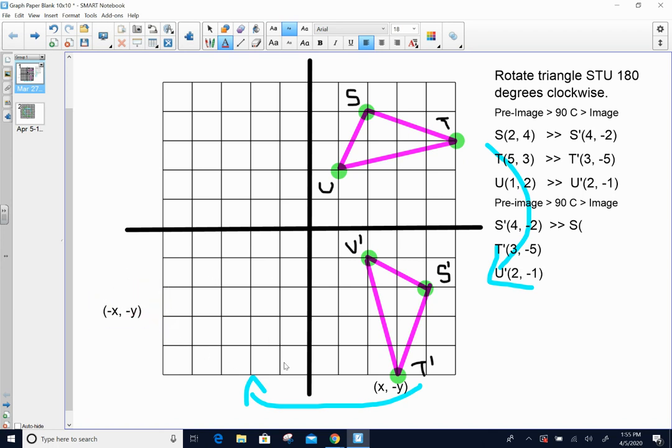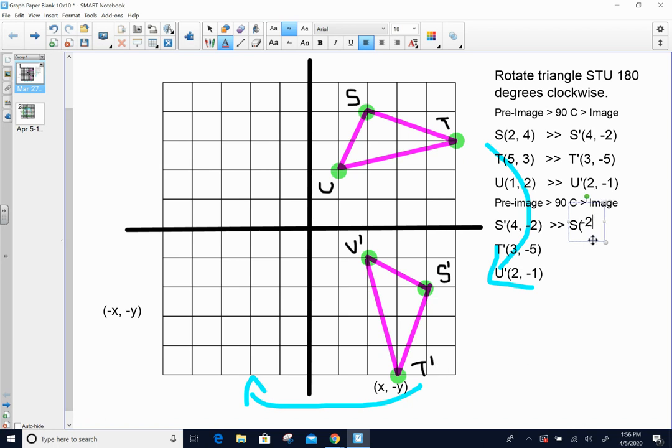So I know that whatever my new image is here, whatever my rotated triangle is, I'm going to have a -x and a -y. We're still going to flip these again. Every 90 degrees that you rotate, you have to switch your x and your y values, okay? So I'm going to switch these. I'm going to have my 2 first and then my 4, and then this tells me that both of those numbers have to be negative. So I've got a -2.